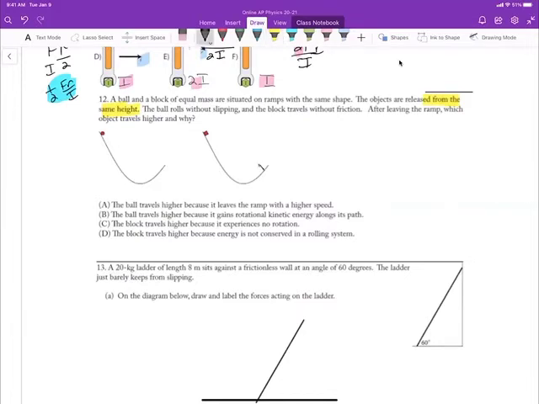So here's the block taken off, and here's the ball taken off. Well, first off, it's a change in height, so there's probably going to be energy associated with it. They both start at the same height. They both have the same mass. They both have the same amount of energy. So we'll assume that's 10 joules, just to show you. Okay.